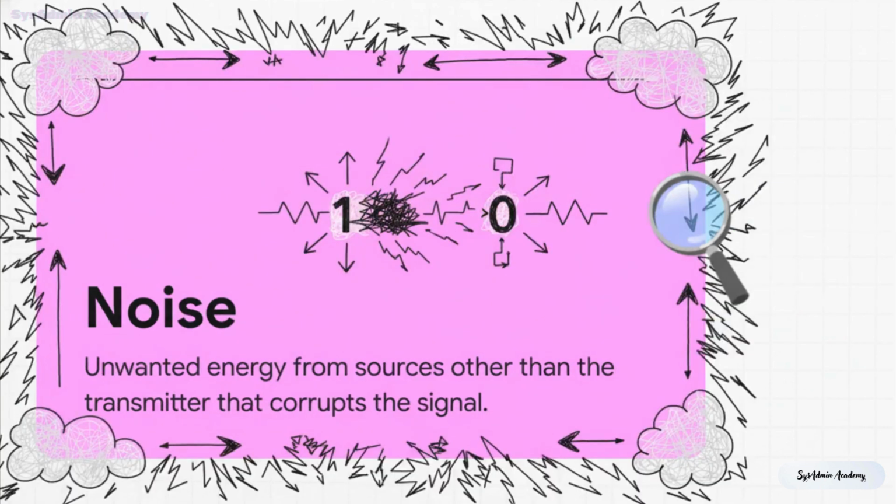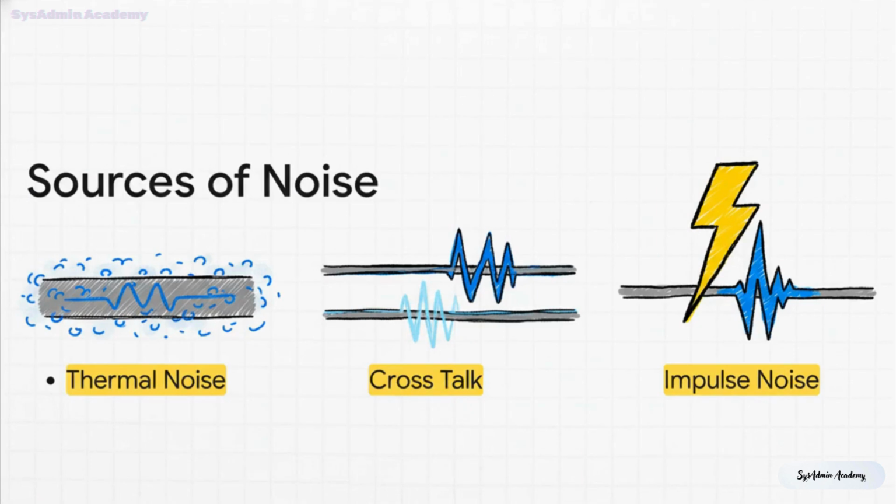And finally, we have the most unpredictable enemy, noise. This is just random, unwanted energy that invades your signal from external sources. It's the static on the line, the signal scrambler that can flip a 1 into a 0 or a 0 into a 1, silently corrupting your data in ways that can be incredibly difficult to track down. And this noise, it comes from everywhere. There's thermal noise, which is just the unavoidable background hiss from the random motion of electrons. That's the price of doing business with physics.